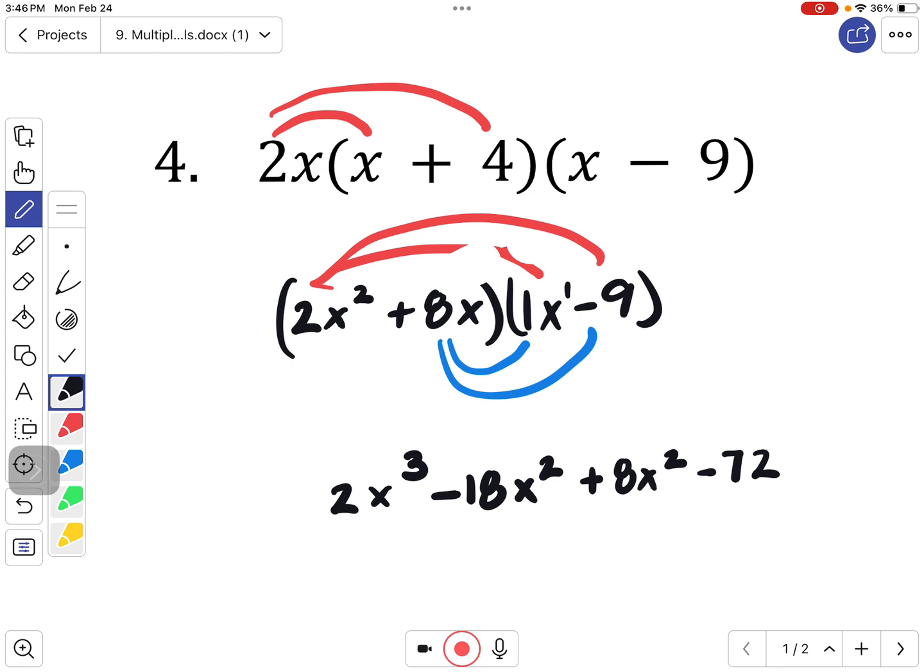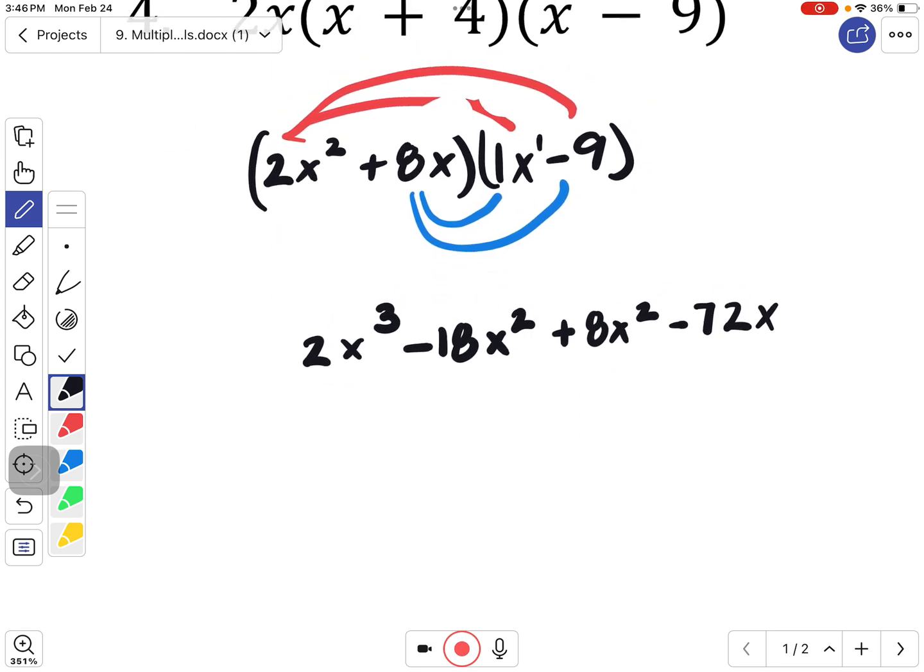Because that 8 has an x on it, you have to have that x right there. When I look, both of those middle terms have the same power, so I can combine those. So I'm going to say 2x to the third. Negative 18 plus 8 is going to give me a negative 10x. And because they had seconds, it's going to stay a second, minus 72x.